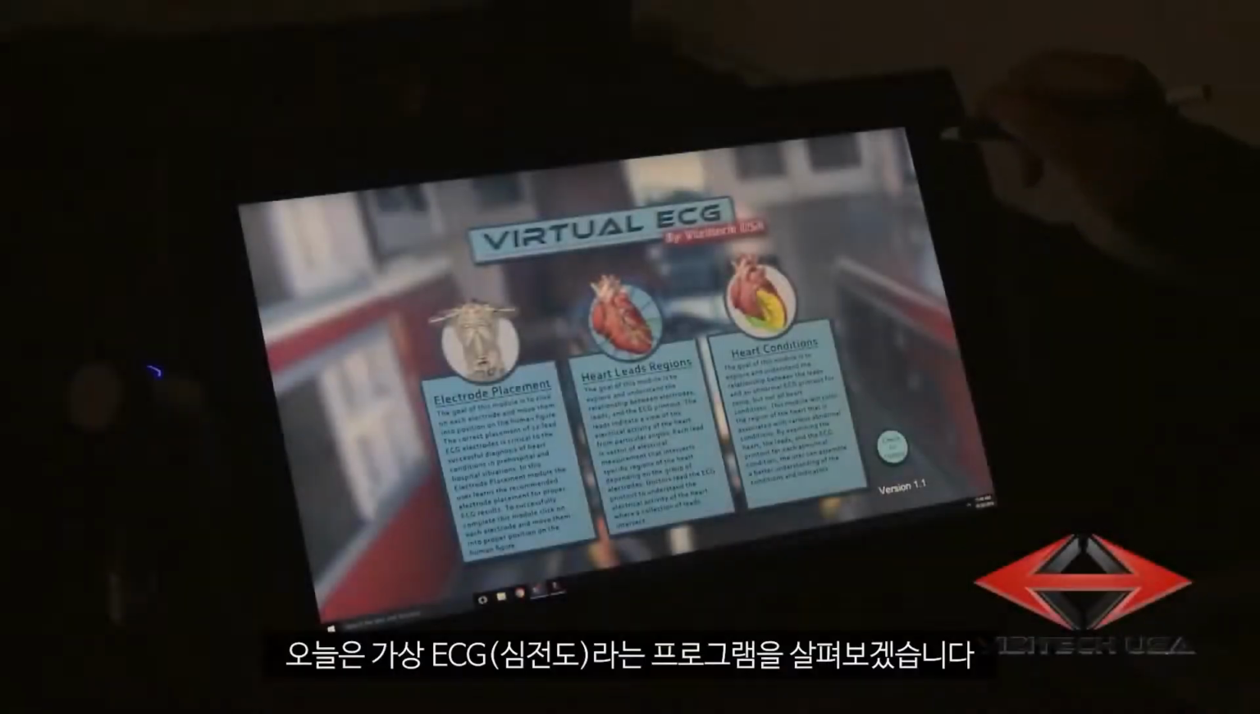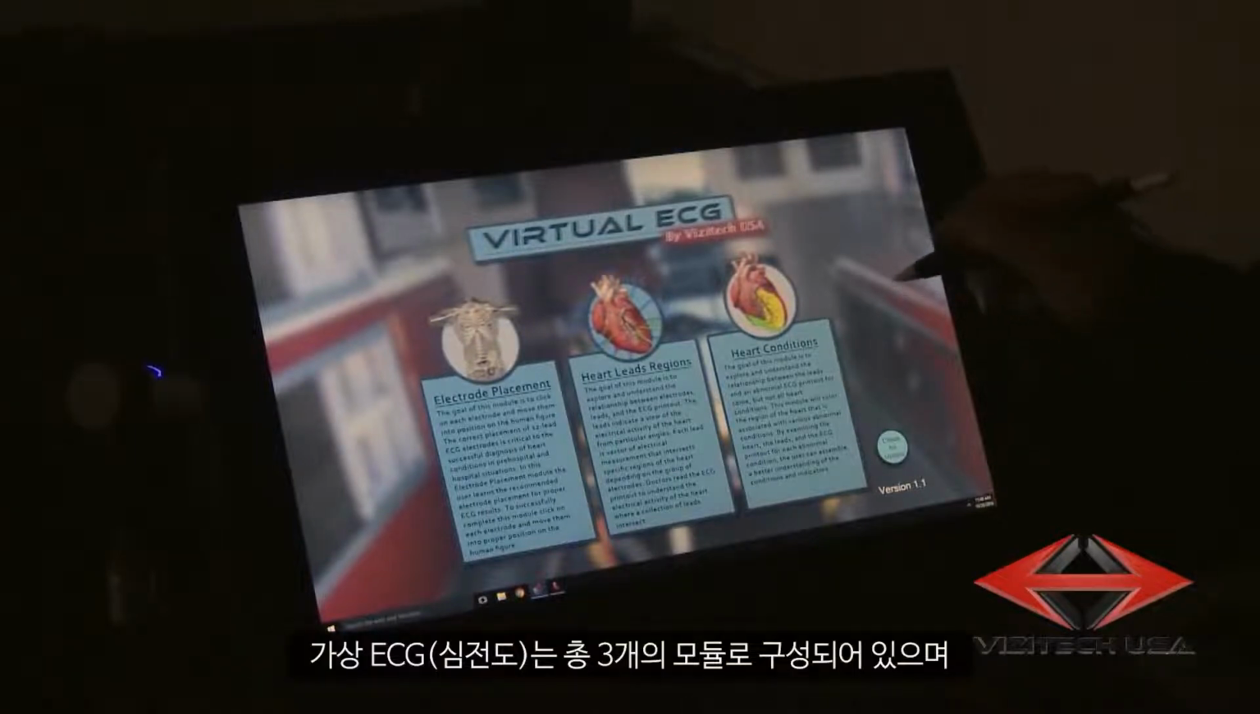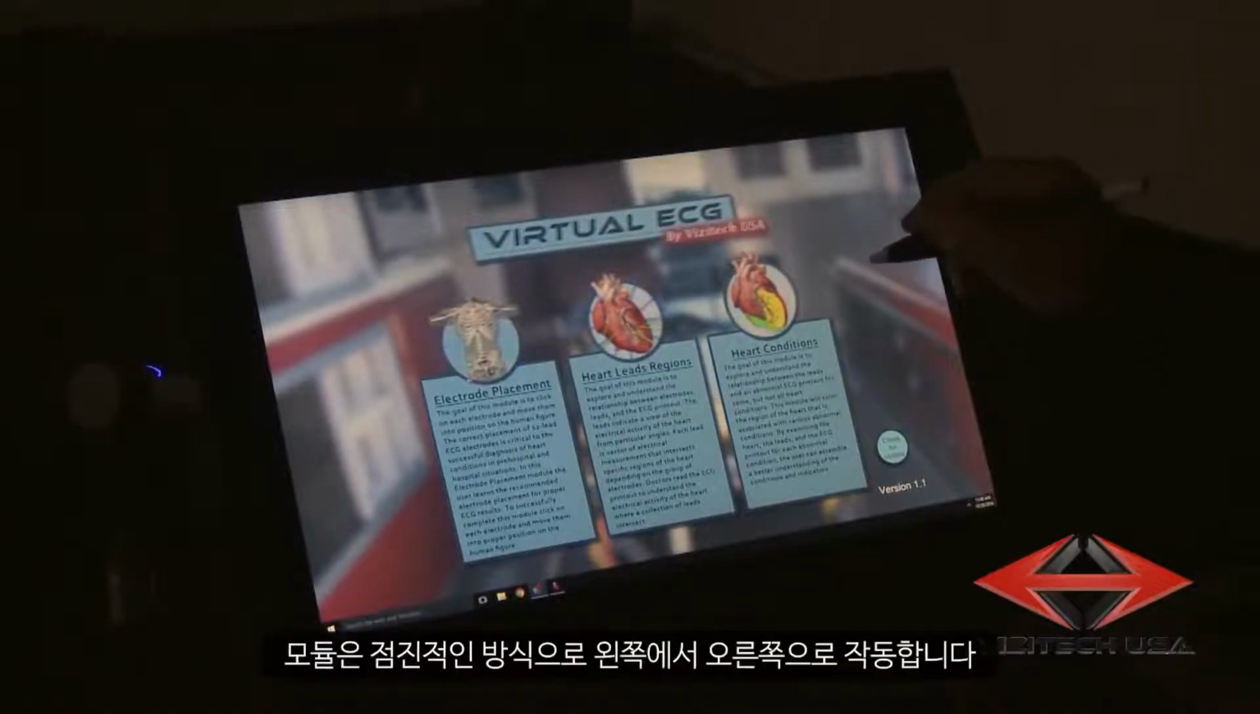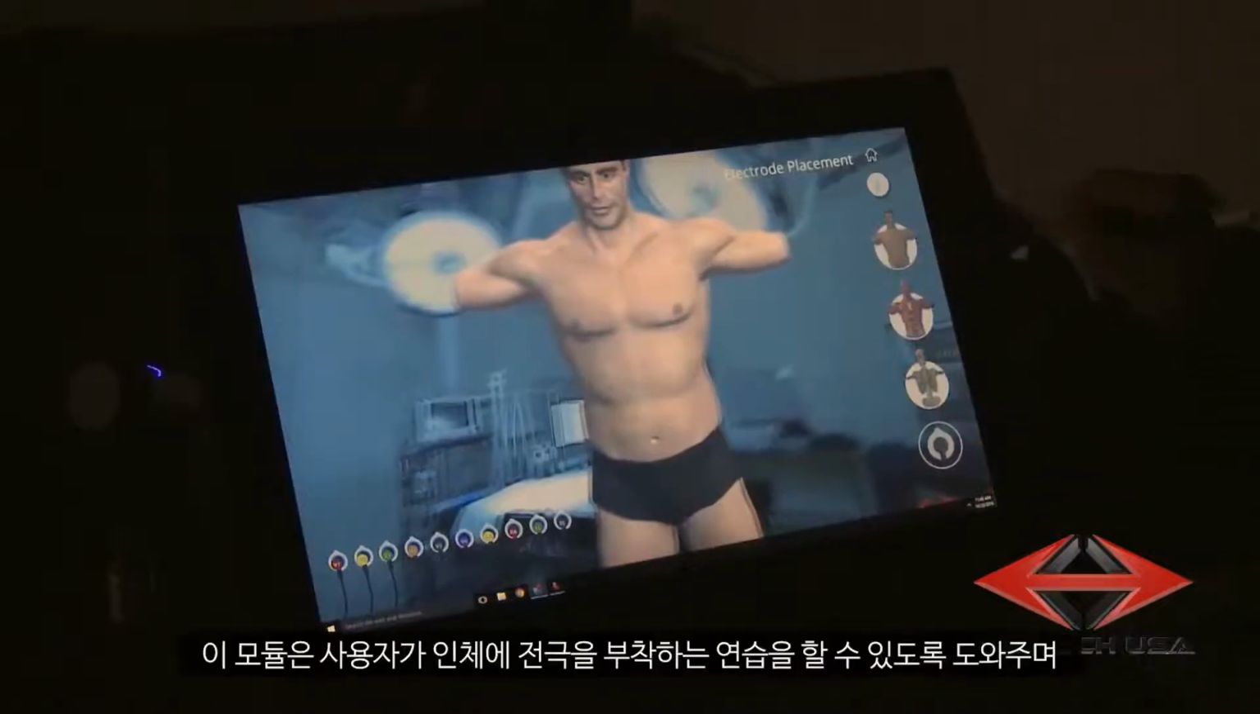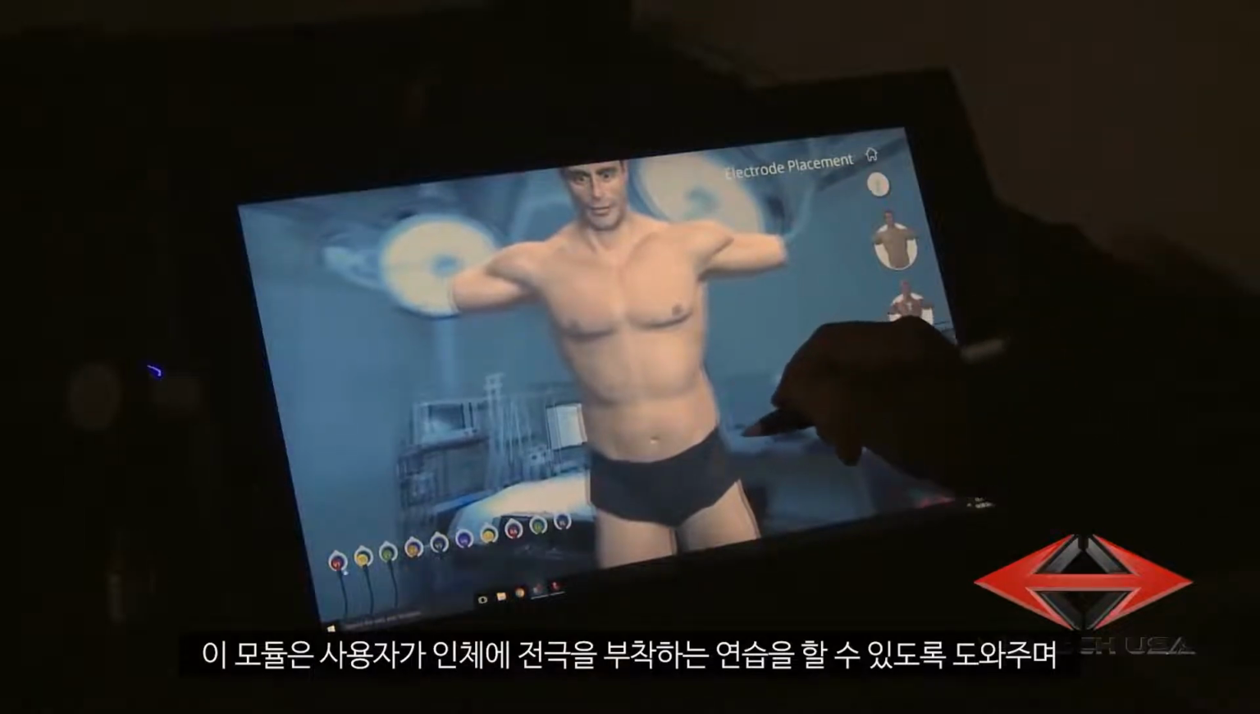Today we're going to look at a program called Virtual ECG by Visitech USA. It's comprised of 3 separate modules. The modules work from left to right in a progressive manner. The very first module is something called electrode placement. It helps the user practice in placing the electrodes on the human body.